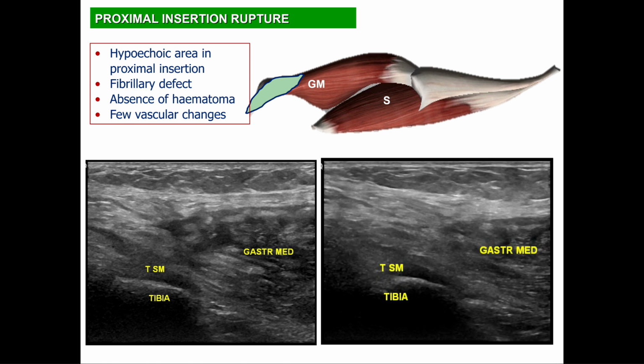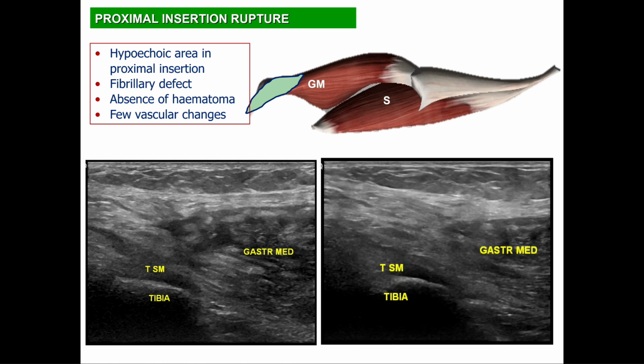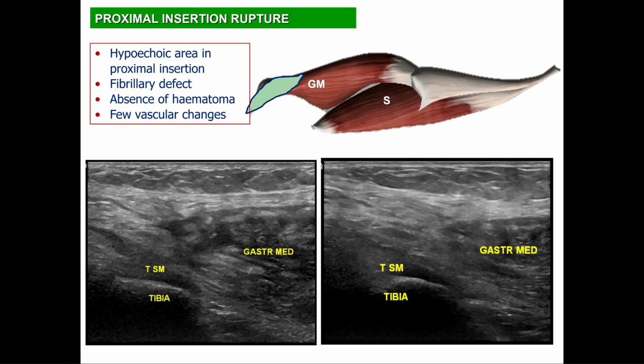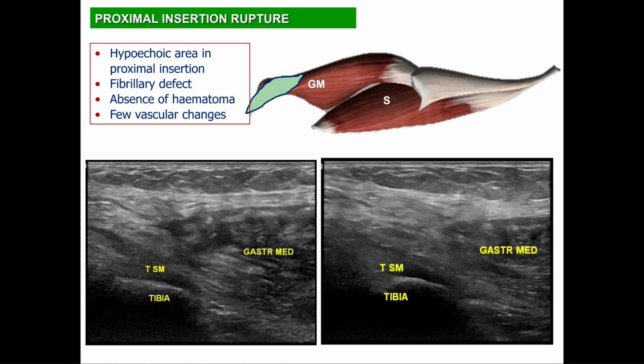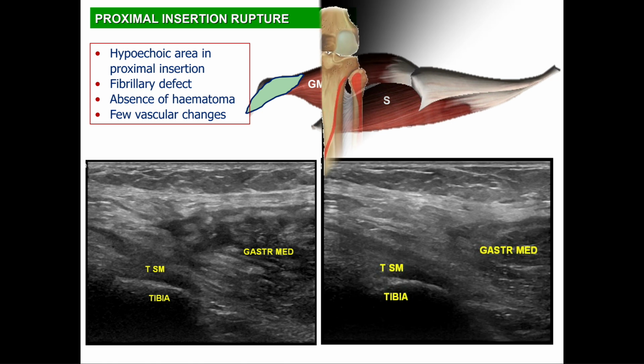And so this is important to distinguish the four kinds of injuries in the gastrocnemius muscle: in the posterior fascia, in the aponeurosis, in the belly, and finally in the proximal attachment.